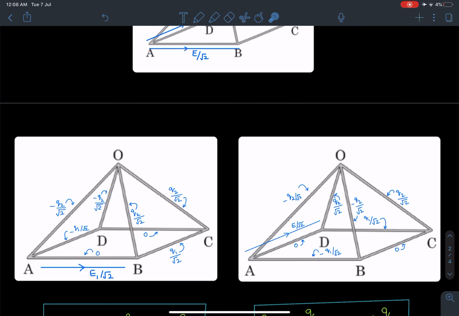This was the information given in the problem. When field was E, charges were Q1 and Q2. So now when field is E1 by root 2, charges are going to be Q1 by root 2 and Q2 by root 2. By symmetry, I can say here also charge is going to be Q2 by root 2. Charge is going to be 0 here as per the previous diagram. Then by using symmetry, this charge is going to be minus Q1 by root 2, opposite to this. And this will become minus Q2 by root 2 and minus Q2 by root 2.